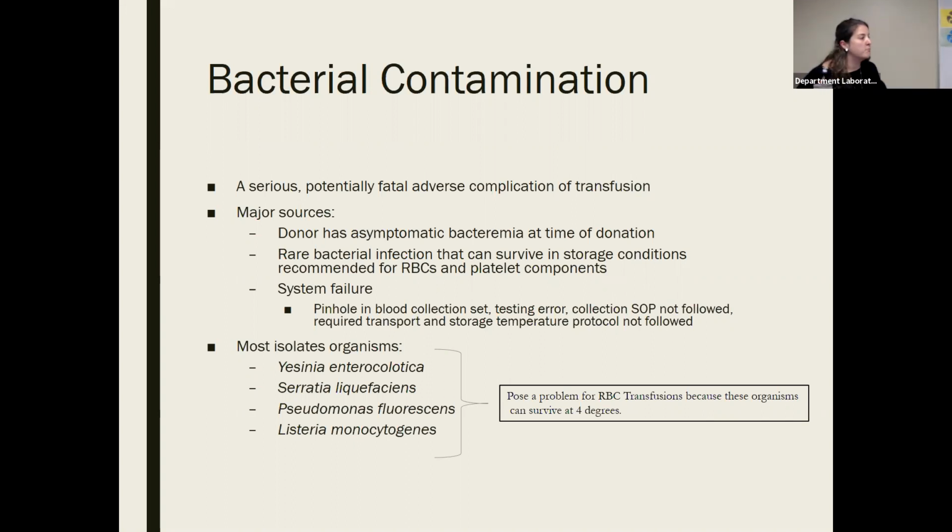All right, so here are your most common organisms that can survive at 4 degrees: Yersinia enterocolitica, sorry, I can't talk, Serratia liquefaciens, Pseudomonas fluorescens, and Listeria. And you guys knew about Listeria. These are the most common culprits in refrigerated products.